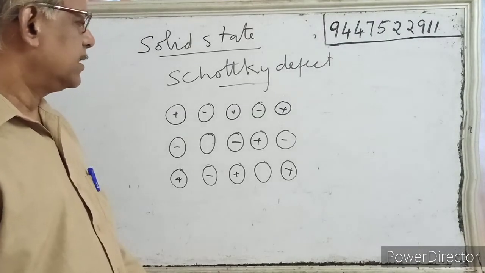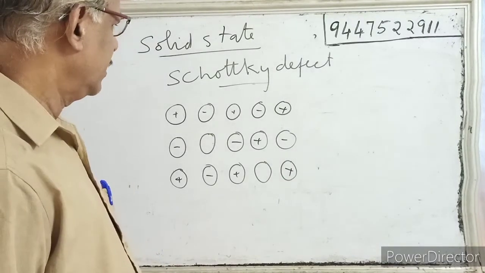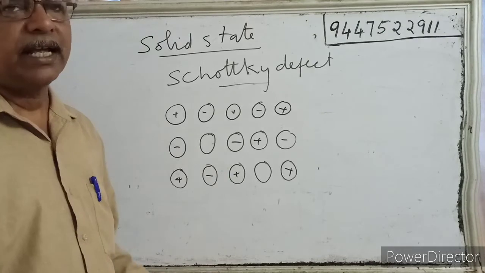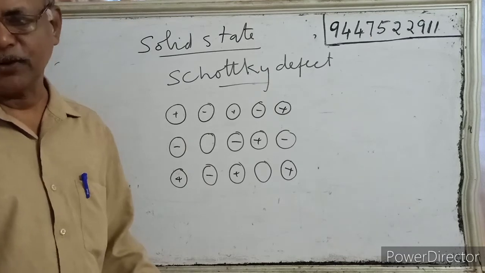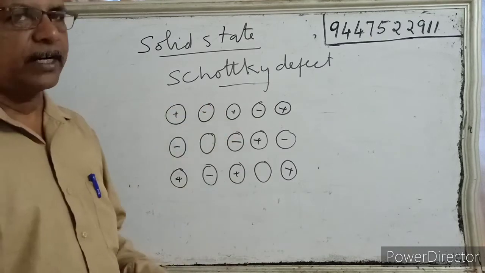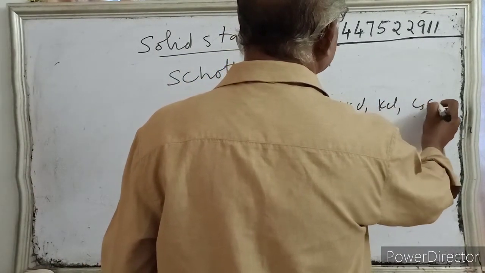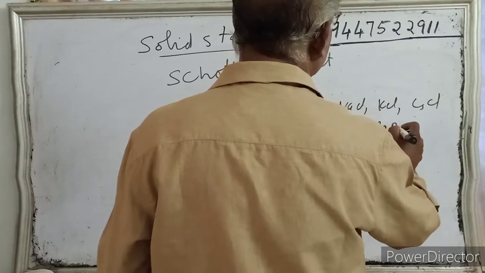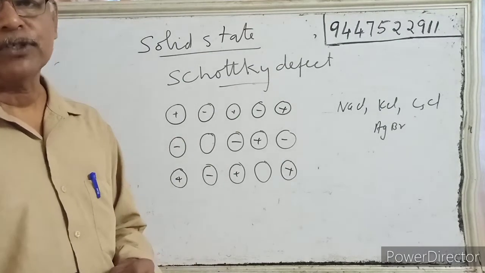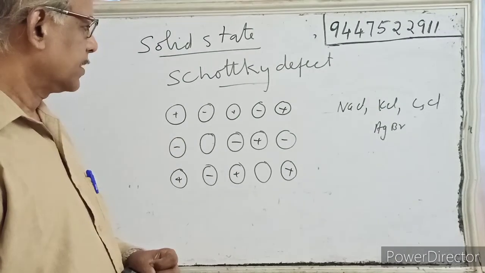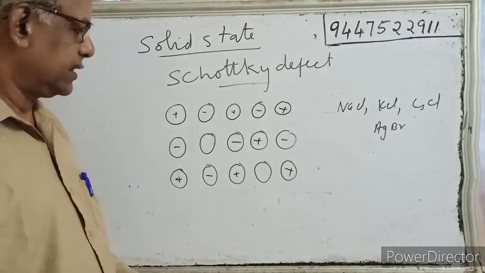Coming to peculiarities, since the ions are missing from the crystal lattice, density of the crystal decreases. Then this defect is exhibited by compounds which have cations and anions of similar size. If the size of the cations and anions are similar, they can exhibit Schottky defect. Examples: sodium chloride, potassium chloride, cesium chloride, then silver bromide. These are the examples for Schottky defect. Condition: the cations and anions should be of similar size. Then density consequence: density of the crystal decreases.